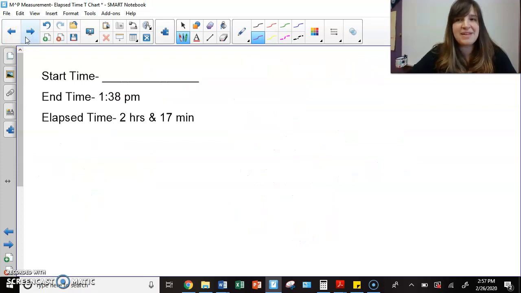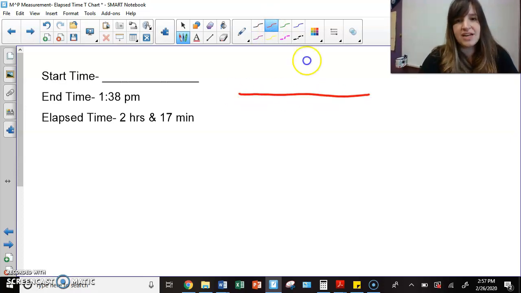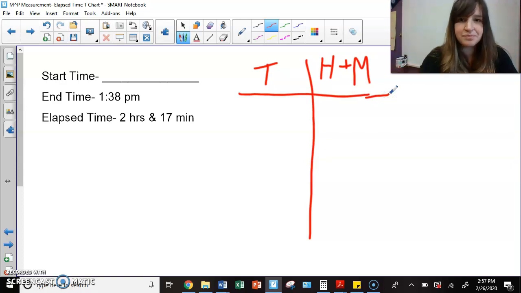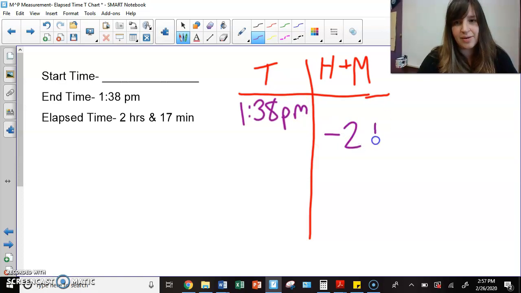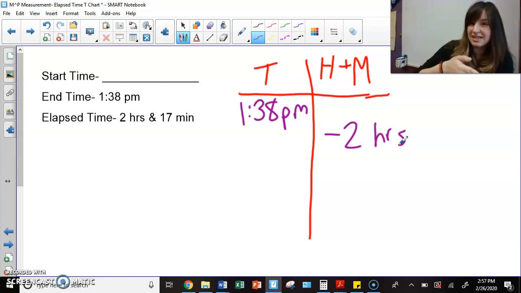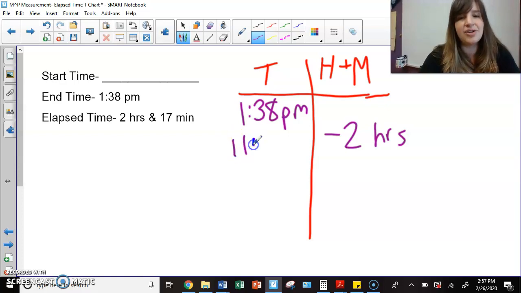Let's try one where we know what time it ends and we need to find what time it starts. So we need to change our thinking for this one, and instead of adding to go forward, because we're ending and trying to figure out what time it started, we are subtracting because we're going backwards with our amount of time. So the time I have over here is 1:38. And so I'm subtracting the 2 hours. So 1 o'clock minus an hour would be 12 o'clock, and then 12 o'clock minus another hour would be 11 o'clock.